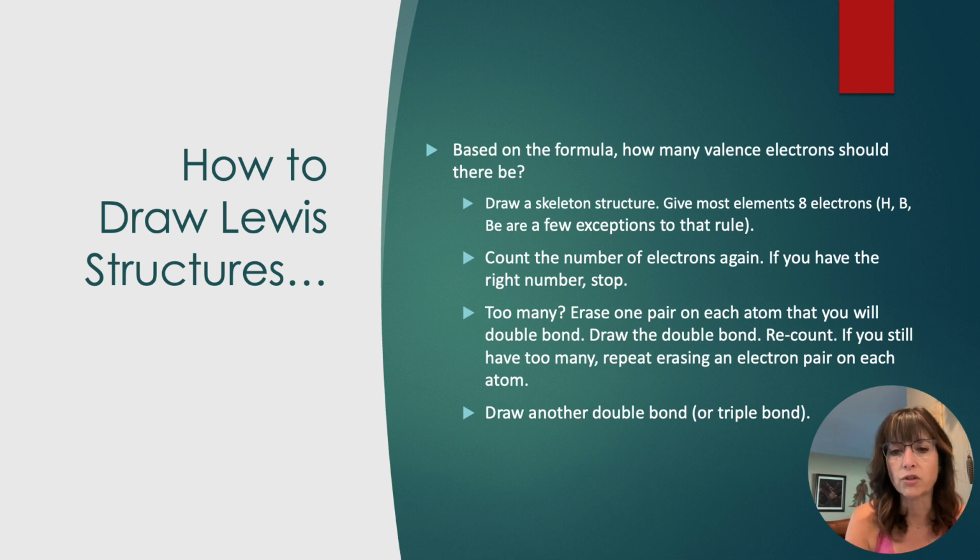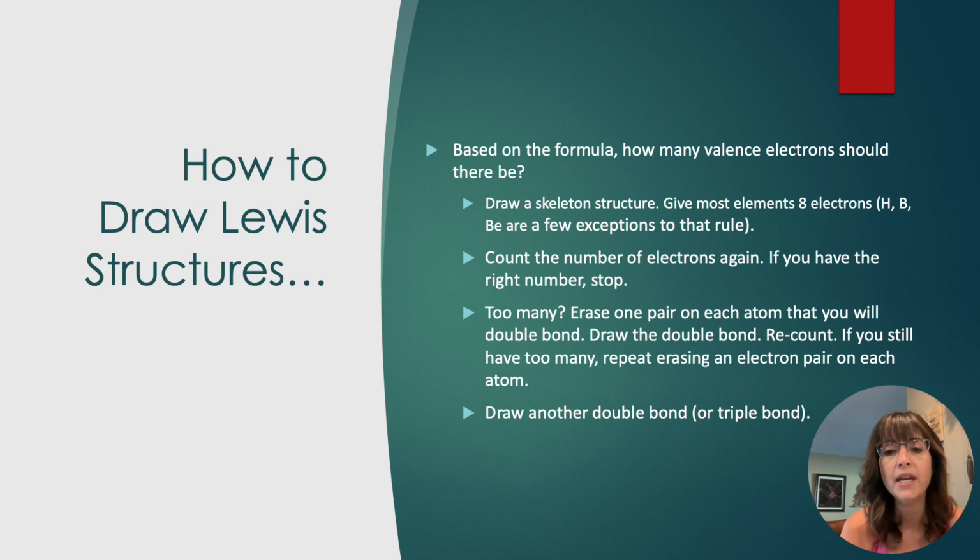So start with your skeletal structure, connect everything, give everybody who deserves it 8 dots. And then count. If you have the right number, you're done. If you have too many, you need to make some double and or triple bonds. So if you have too many, erase 1 dot from 2 different atoms, draw a line to connect them. Recount. If you still have too many, erase another pair of dots and either do another double bond or maybe a triple bond. We will actually draw lots of these.